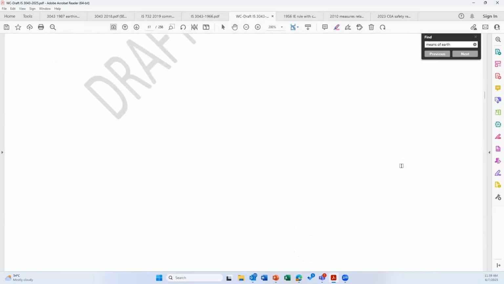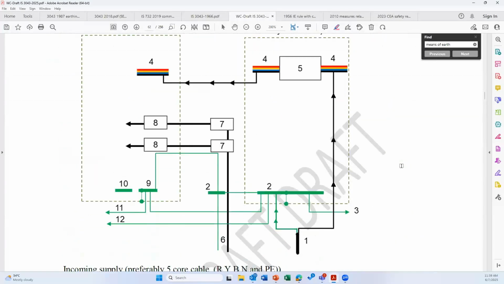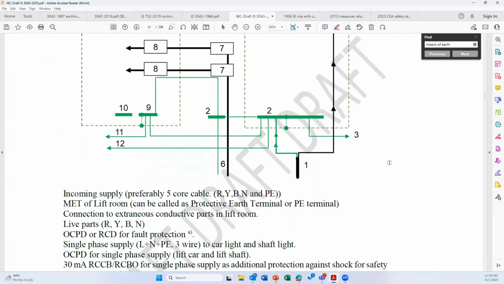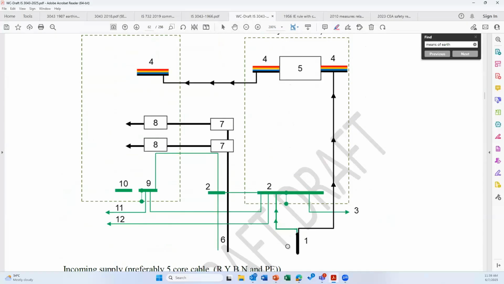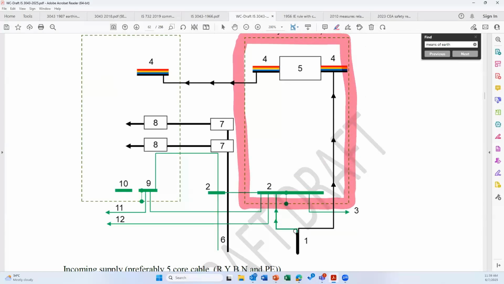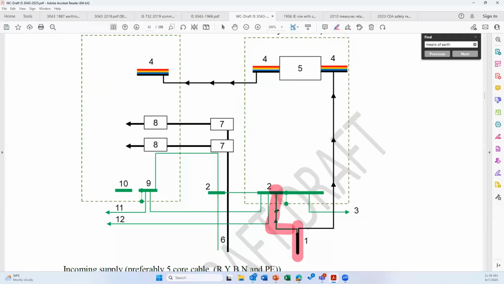Lift. A new picture has been made and put in the lift section, but unfortunately the automatic numbering has been missed in the key, so you have to read this as serial number 1, 2, 3, 4. So this was a small error which has happened. What do we do in case of a lift? This dotted line box is the lift panel. The lift panel is getting a supply from the mains. The earth bus bar is connected to a common earth bus bar, serial number 2.